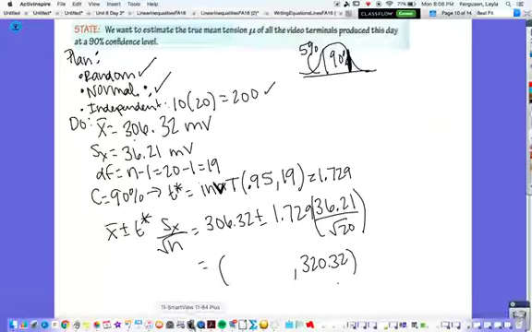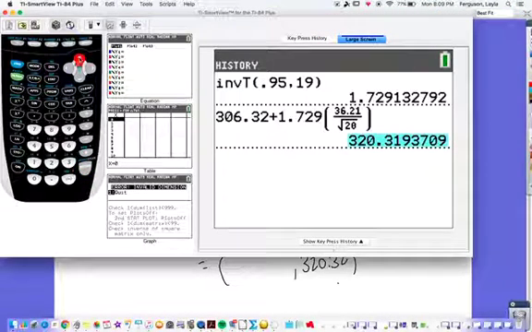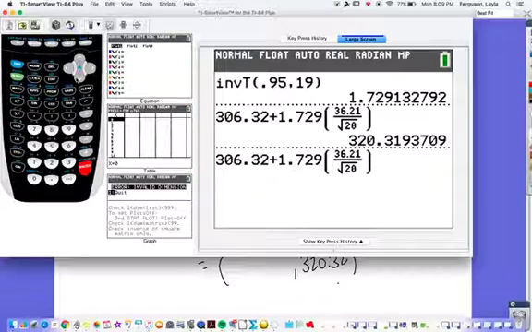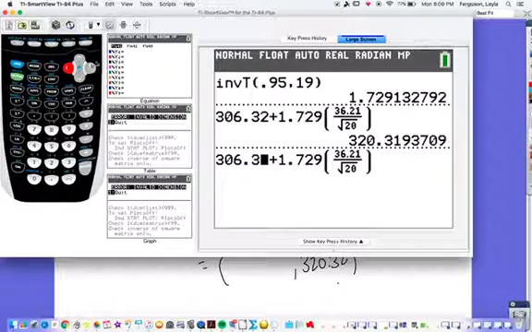All right, to get the lower, we're going to do the same thing. So I'm just going to copy this. And the only thing that I'm going to change is that plus sign that's right there. And I'm going to change it to a minus, and it will give me lower.